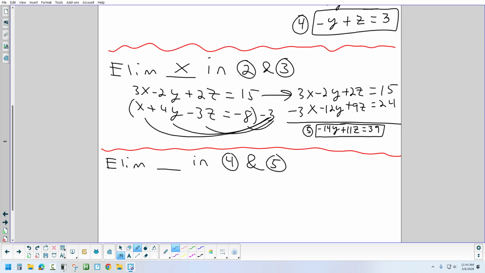Z, okay. Eliminate z. So let me copy them down. So we've got equation 4 is negative y plus z equals 3. Equation 5, negative 14y plus 11z equals 39. And since we want to eliminate z, what would you multiply the top equation by? Negative 11. Yeah, I'm going to multiply by negative 11.